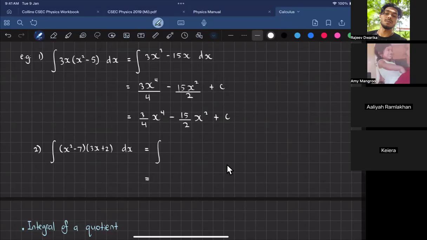Right, so Aliyah, how are you expanding that? Tell me, how are we going to expand that? You multiply. I multiply the x squared by the 3x, and then the x squared by the 2, and then the minus 7 by the 3x, and the minus 7 by the 2. Okay, cool.